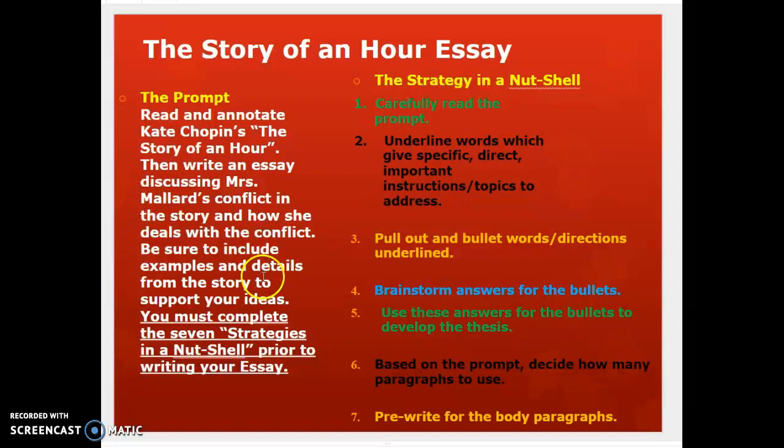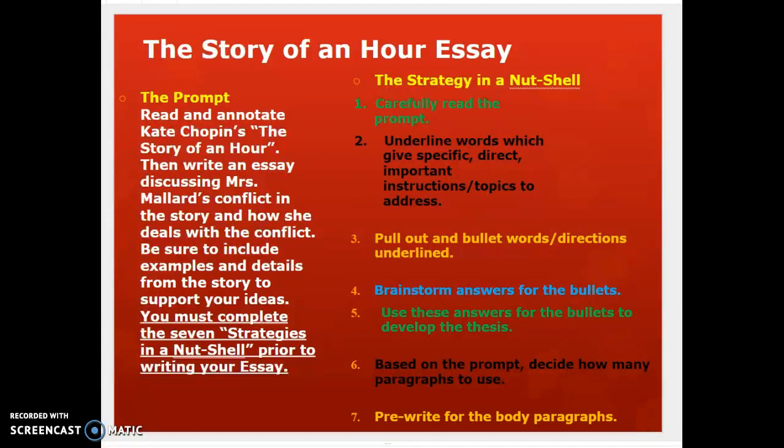Prior to writing your essay, you need to complete the 7 strategies in a nutshell, which are listed out right here. So the first strategy, you want to be sure you carefully read the prompt, which I've just done for you. Read through the prompt, make sure you understand what it is saying. If there are any vocabulary words in the prompt that are unfamiliar to you, you should look those words up.